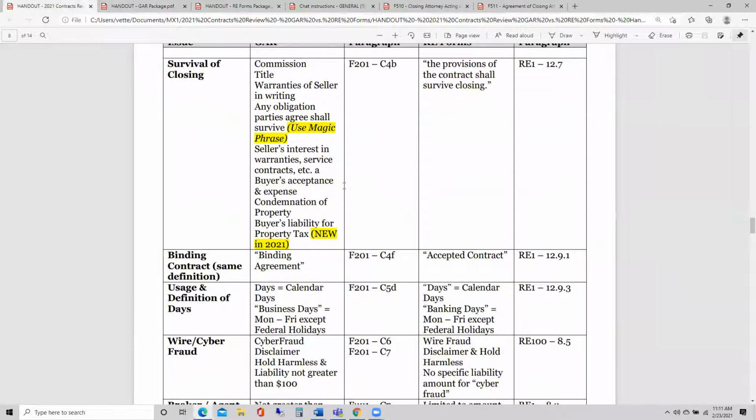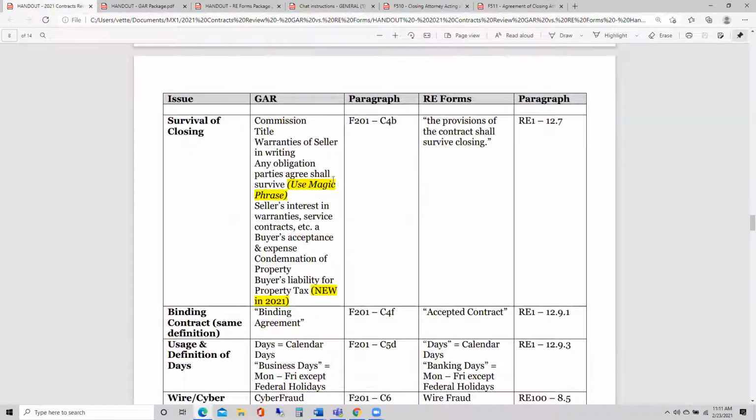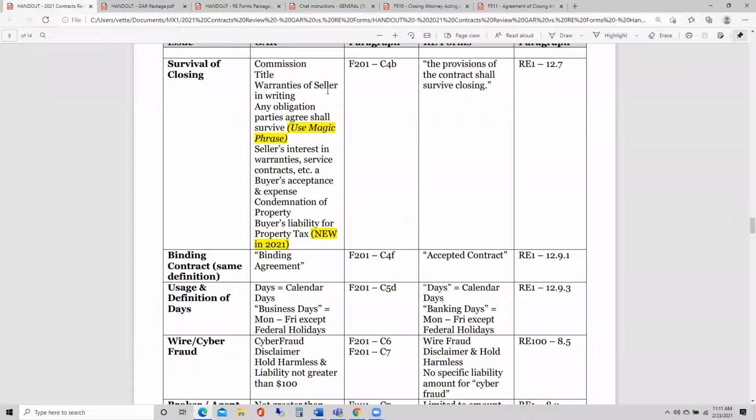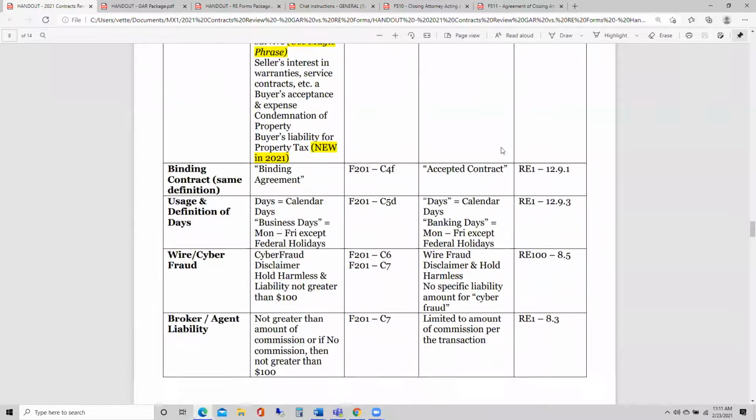So if you're binding under the GAR contract, you need to remember this magic phrase: all the provisions of the contract, this provision shall survive closing, because that ties it in to the parties agreeing. Again, very, very limited what survives the closing. Nothing about repairs, nothing about home warranties, and so forth. In the RE, everything survives closing.